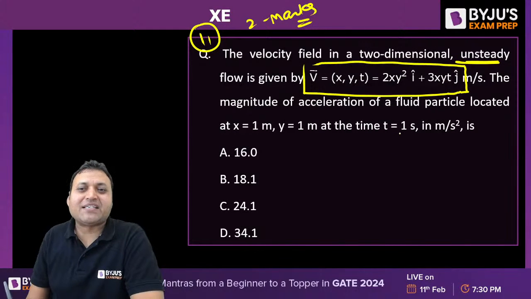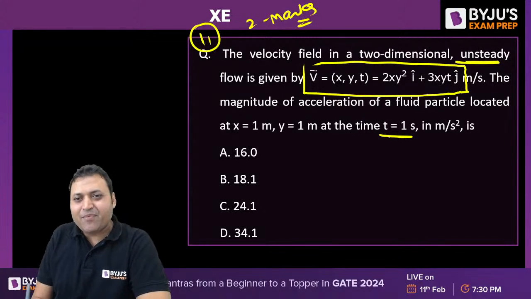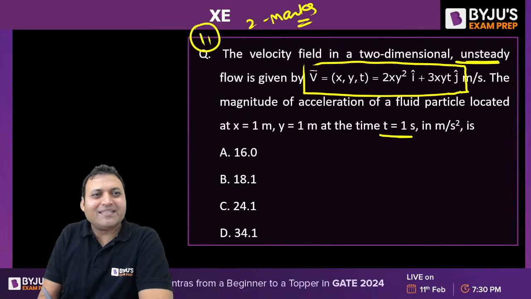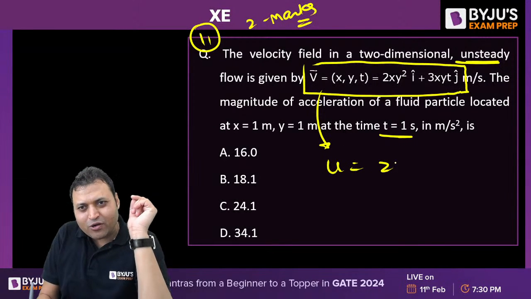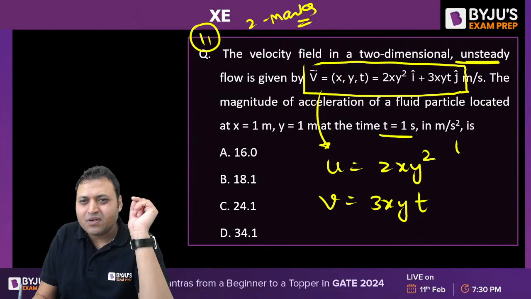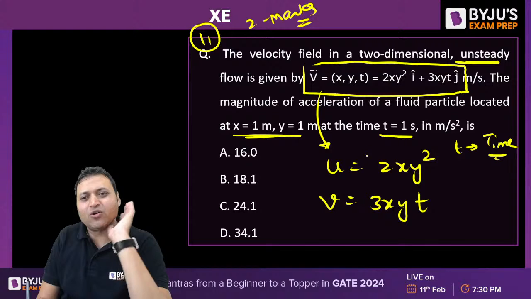The magnitude of acceleration of the fluid particle located at x equal to 1 meter, y equal to 1 meter, and at time t equal to 1 second, in meter per second square, is? What is the total acceleration? From here we can say u is equal to 2xy square and v is equal to 3xyt, where t is the time. So we need to find out the acceleration at these points at t equal to 1 second.